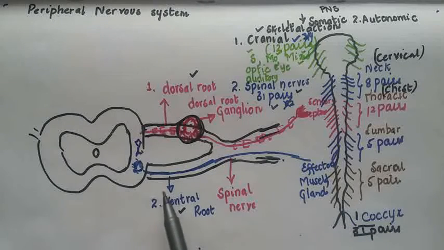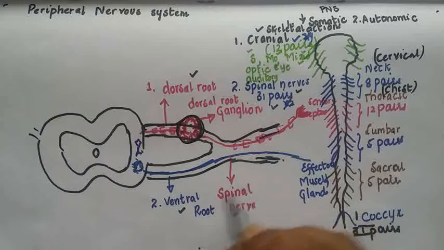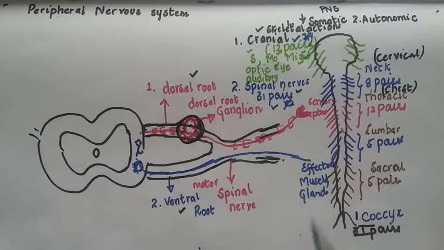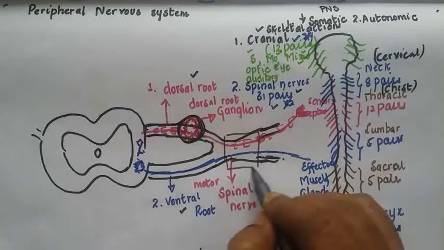Whereas the ventral root comprises the motor nerve fibers, which carry the motor impulses towards the effectors, that is, muscles or glands, making them undergo contraction or secrete a substance. Right, children? That is the reason I said every spinal nerve is a mixed nerve. Every spinal nerve is a mixed nerve.